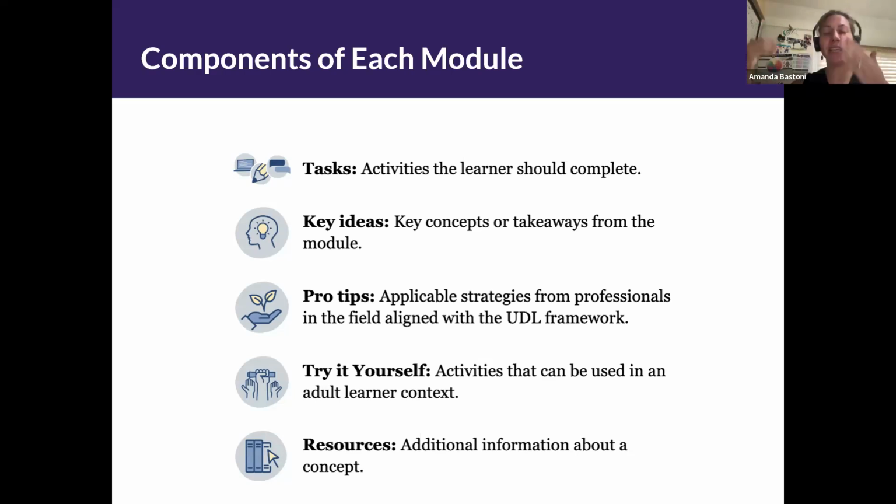Pro tips can actually be at the end when you download that PowerPoint. Print it out, hang it on a one-sheet piece of paper next to your desk, next to your office, and then you can just glance up and try to utilize those. Each module has a try it yourself section. These are activities that can be used within the adult learner context. So try this, show this video to your learners, reflect with them in this way. And then finally, each module has a resource section where you can learn more, get resources, read more articles, and find out more about toolkits.